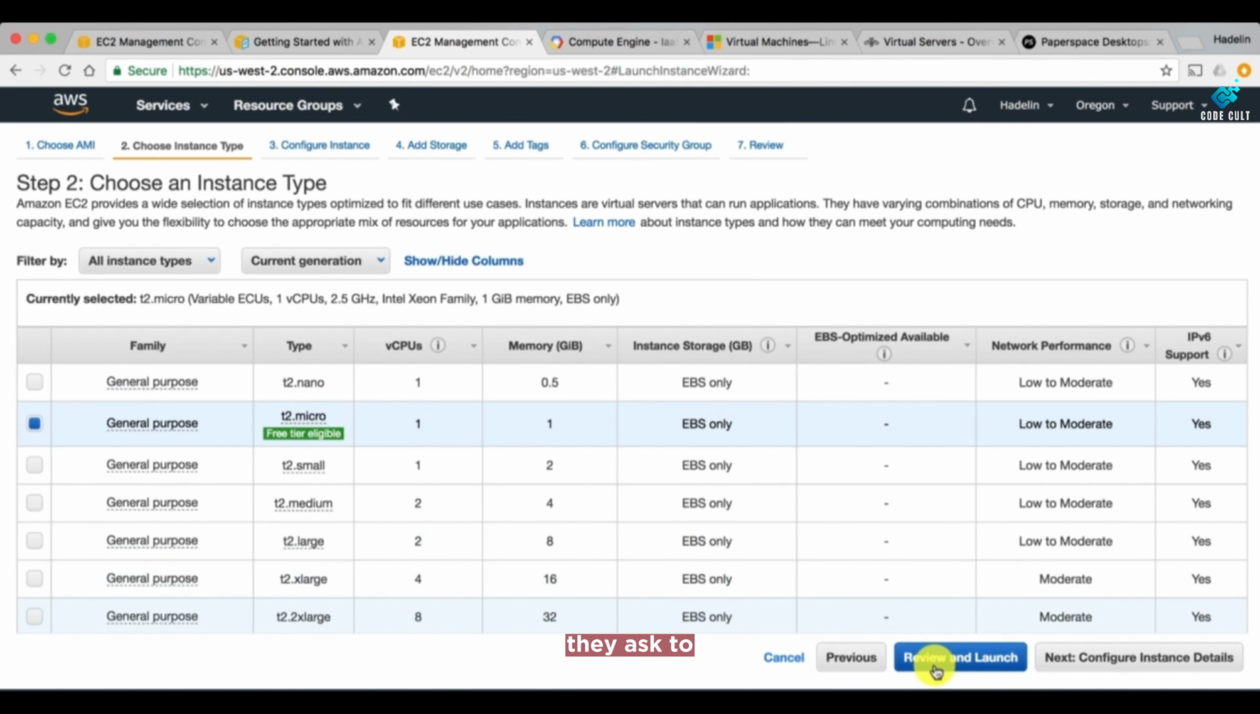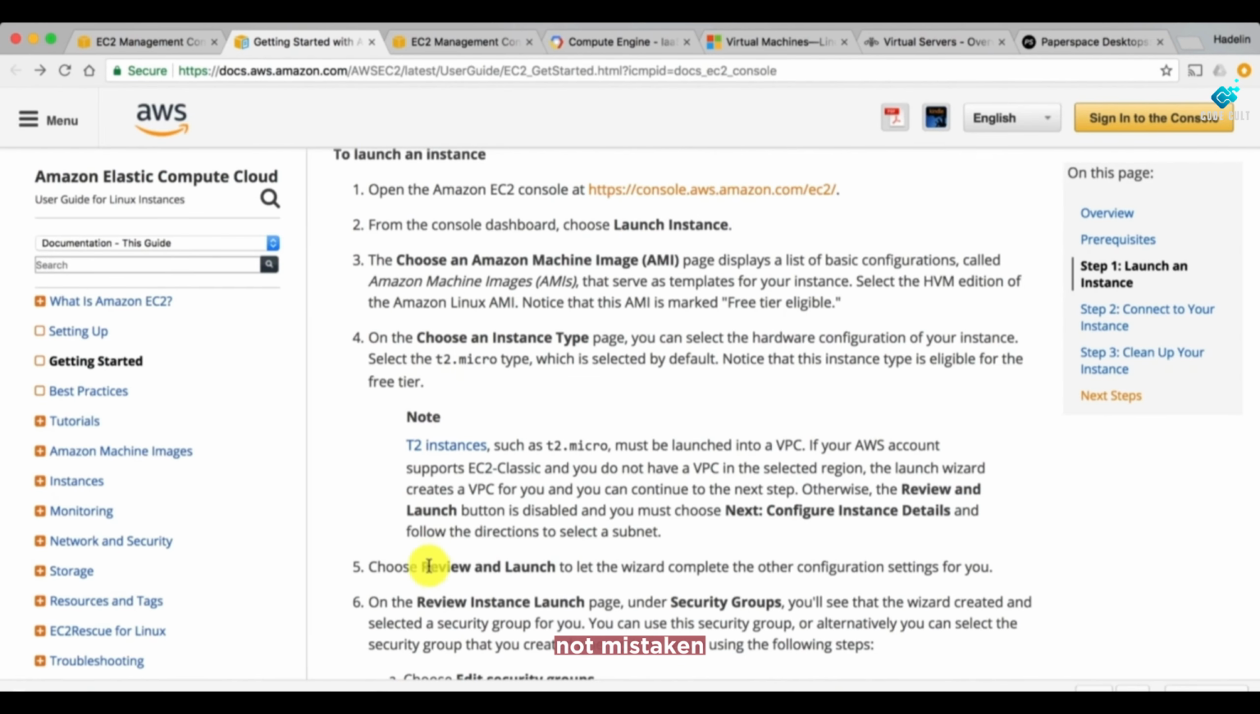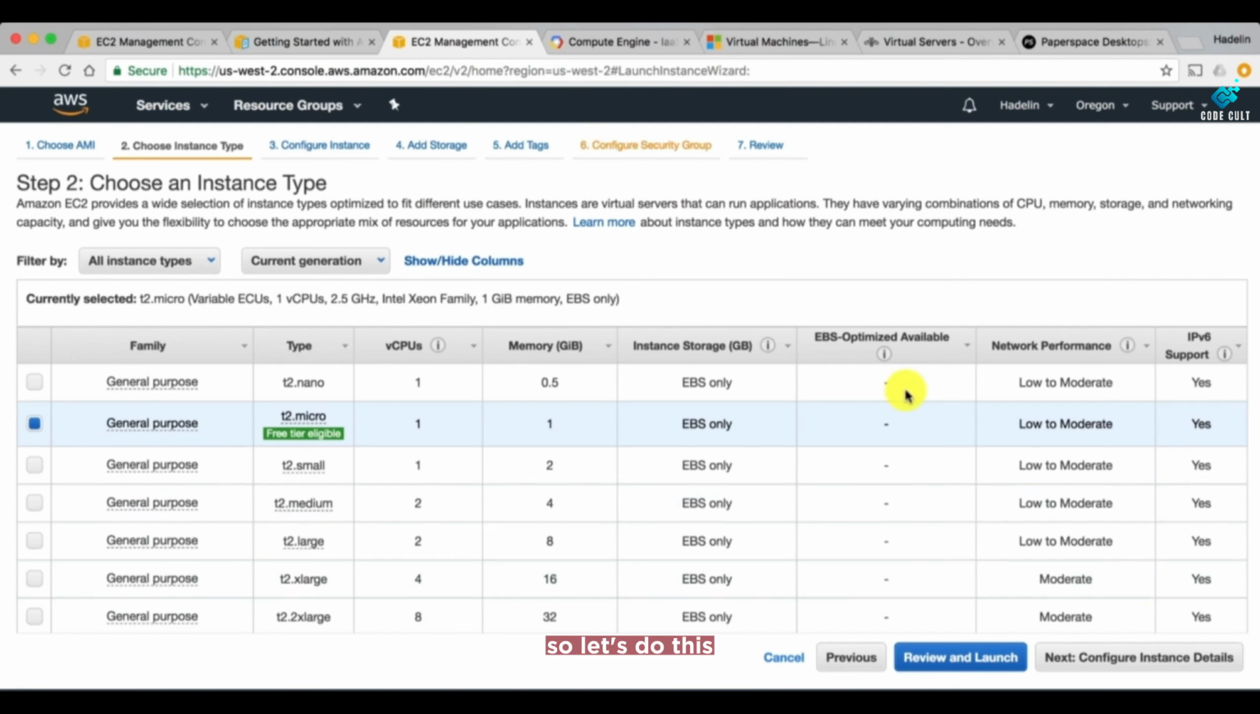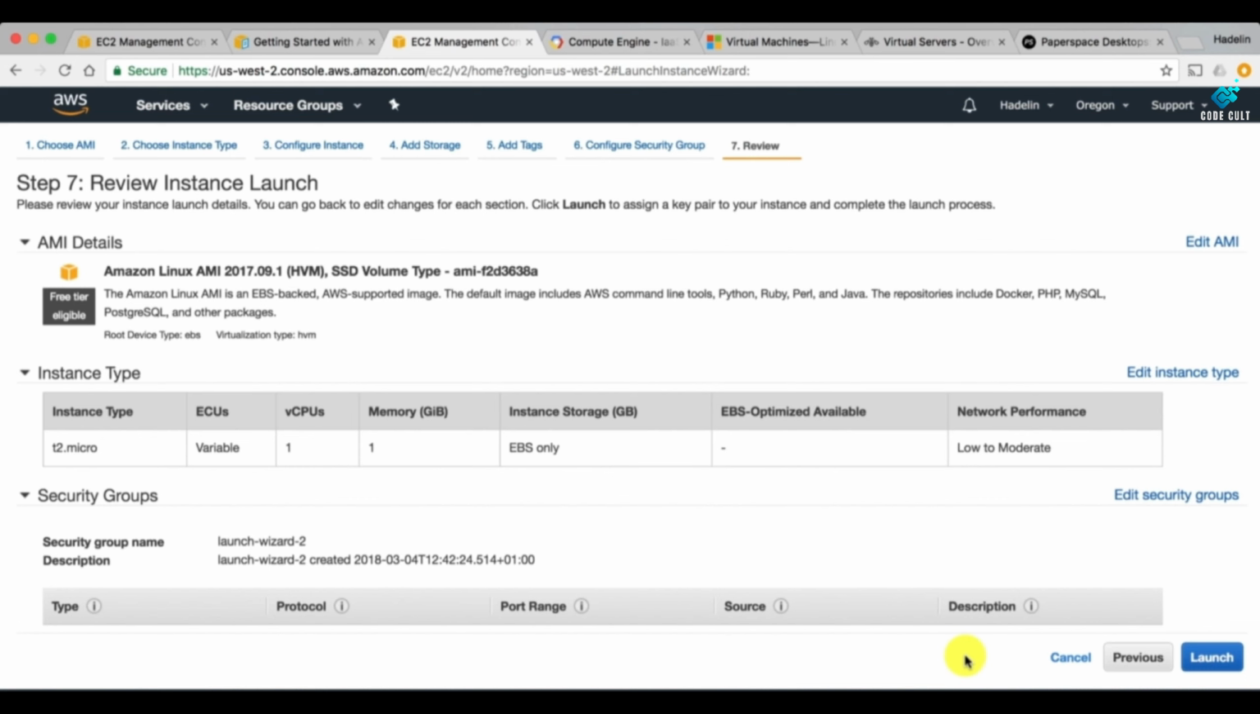And then they ask to click review and launch, if I'm not mistaken. Yes, that's right. Sub-step 5, review and launch. So let's do this, review and launch. All right, so we are connected to the right instance type, t2.micro. We're using one virtual CPU with 1 GB of memory. No worries, the virtual machines you'll use for your machine learning models will be much more powerful, but here that's of course because it is the free tier eligible AMI to get started. All right.